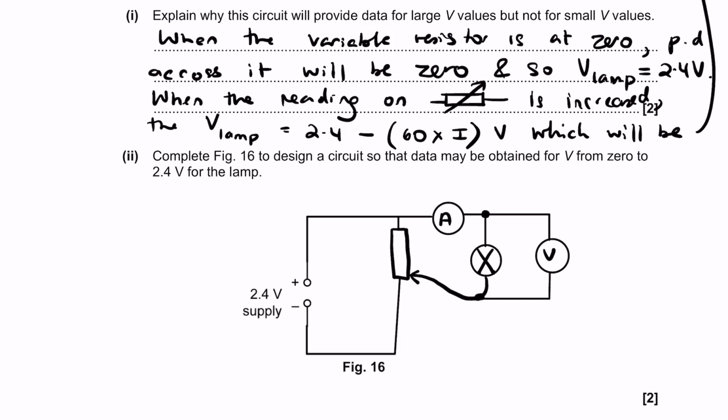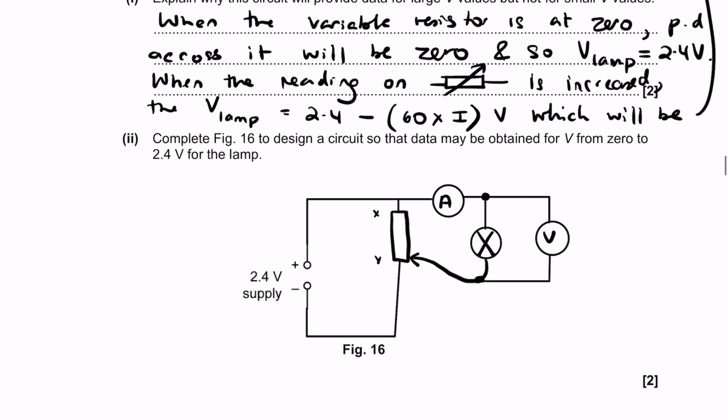Okay, so that is going to be my circuit, and I can just move from position, let's say, X to Y. As you move across, the resistance of the resistor will increase, and so you can vary it from 0 to 2.4 volts for the lamp easily. Okay, so that's part I done.